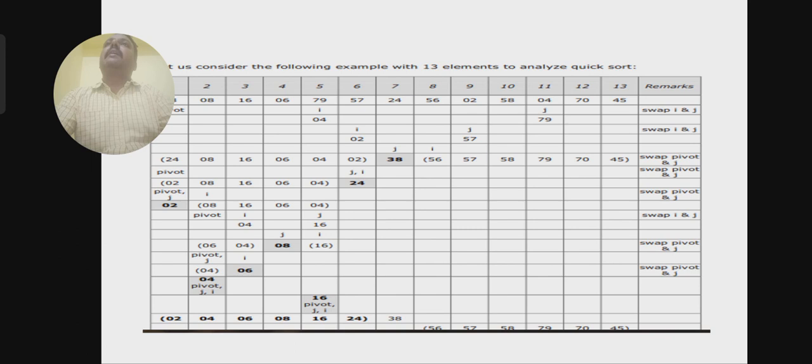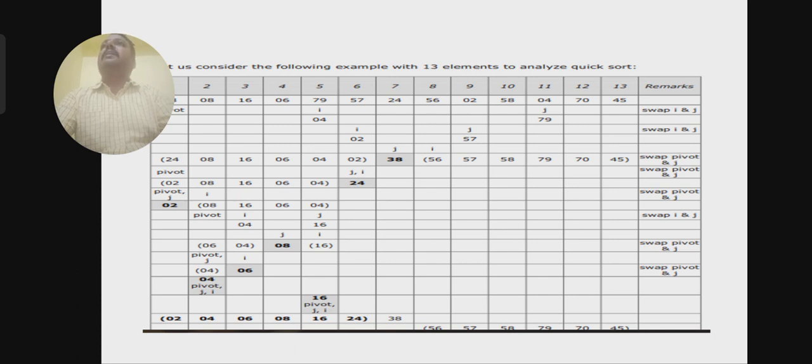Then from right to left it will be pointing to the J element. The 11th position, number 4, is the lowest element compared to this, so J will be pointing to the 11th position. It will be swapped and interchanged. Next it will be moved to the next highest element. I is pointing to the 6th position, 57. J is pointing to the 9th position, 2. It will be swapped and interchanged.